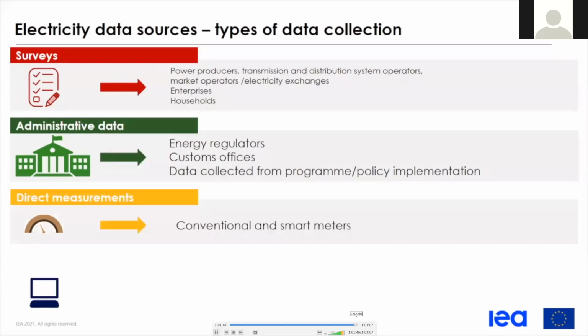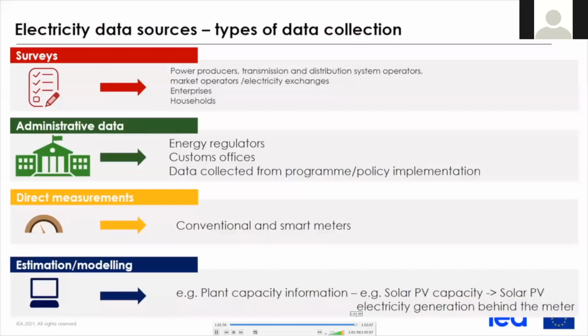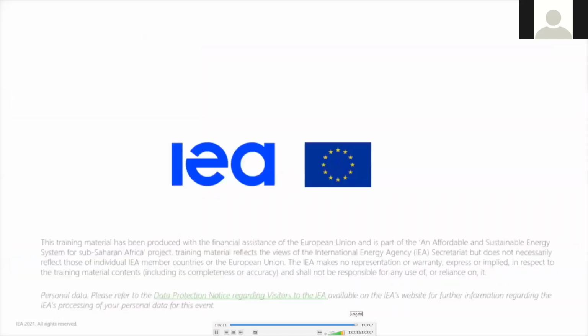You can use direct measurements, so using conventional or smart meters to directly measure the consumption on a building or at a specific place at regular points. And finally, you can use estimation and modeling, for example, using plant capacity information to estimate generation of specific sources. With this, we reach the end of this presentation.